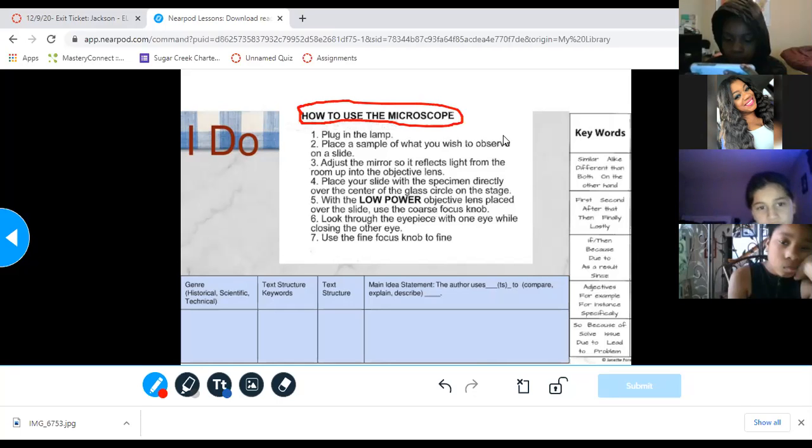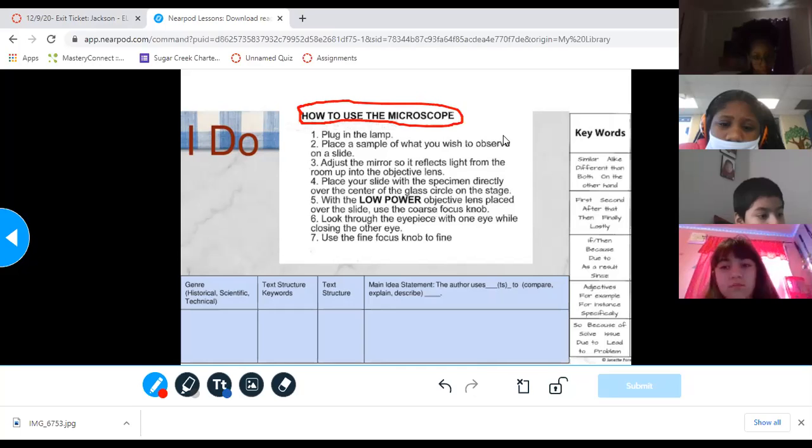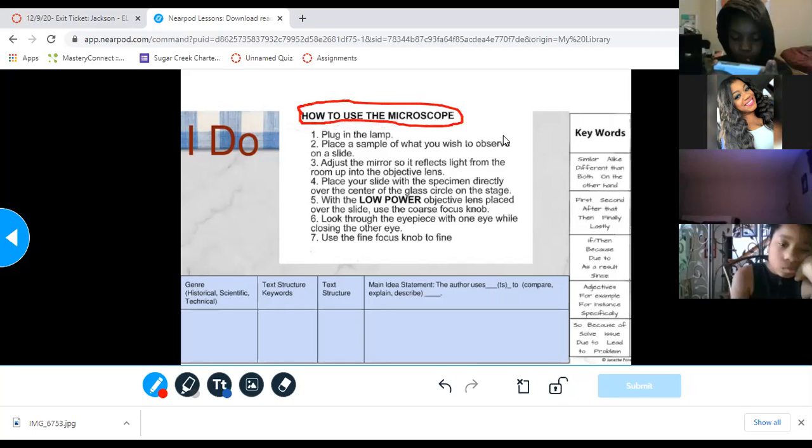So now that I have gone through the text, I'm going to think about my genre. I know this is not historical. I don't see any dates. I also don't see it talking about anything from the past, or an important place or a historic location. So I'm going to rule that out.